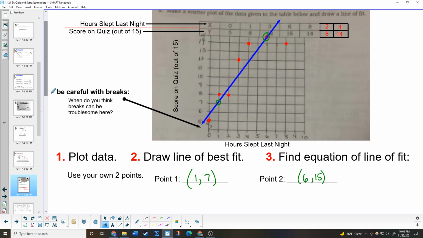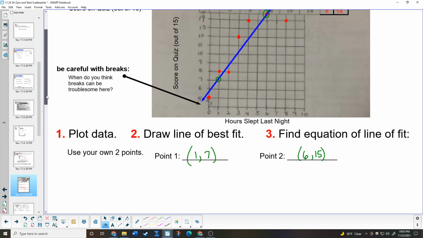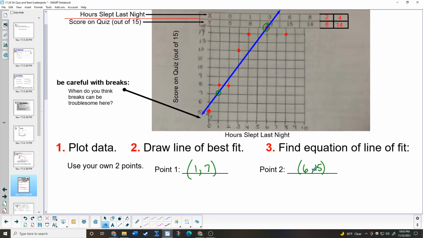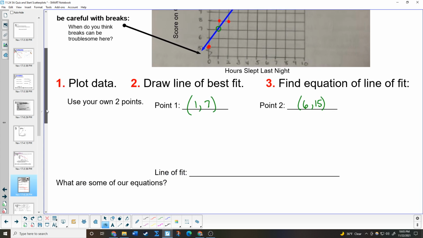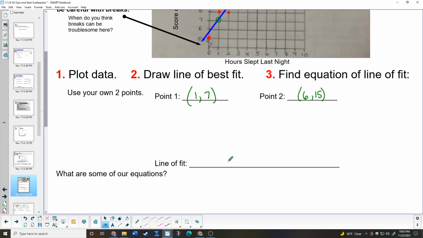We no longer need these ordered pairs. We just care about 2 different points. I do want you to circle the 2 points that you end up using. So we're going to go ahead and find the slope between these 2 points, and then we're going to get it into slope-intercept form. This is what we want to write the line of fit.